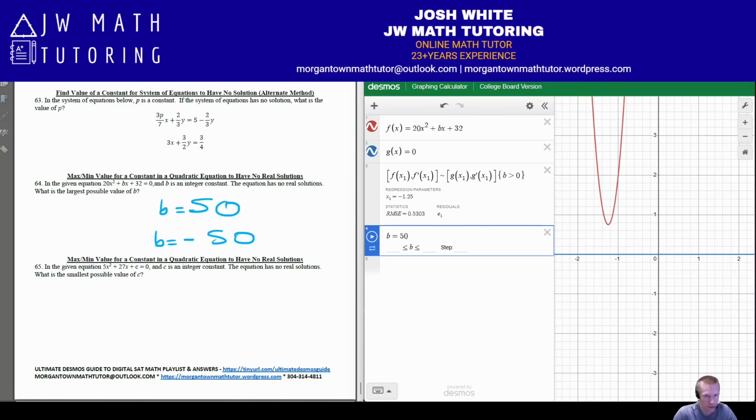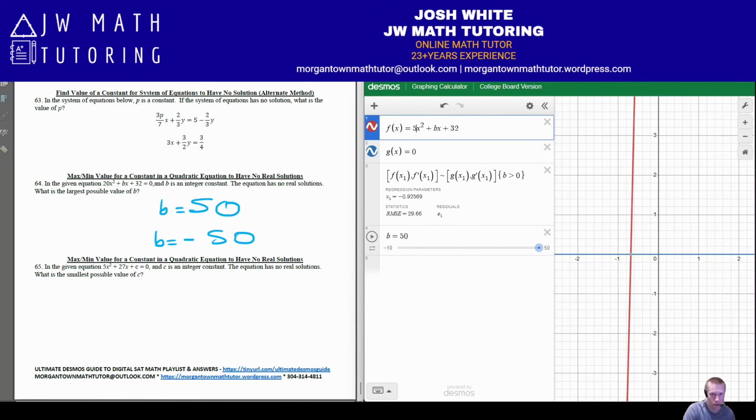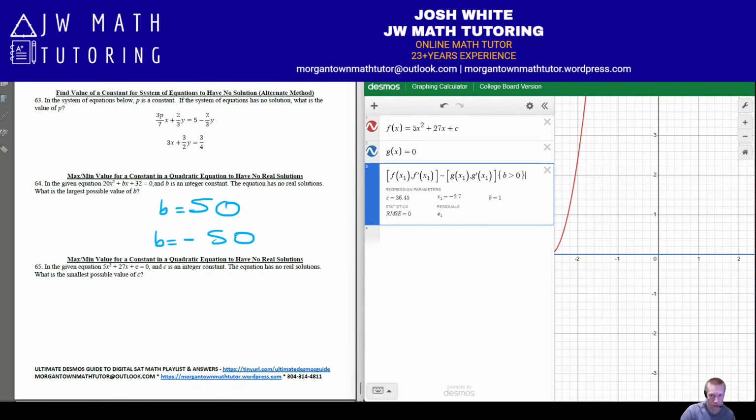All right, so now let's take a look at one that's slightly different, which is question number 65. In this one, now you're solving for c. So here I have 5. Change this to c. Okay, g of x equals 0. Get rid of this. That doesn't help us. So we can also get rid of this. And just to save time from retyping the statement, we can see here that we get an answer for c.